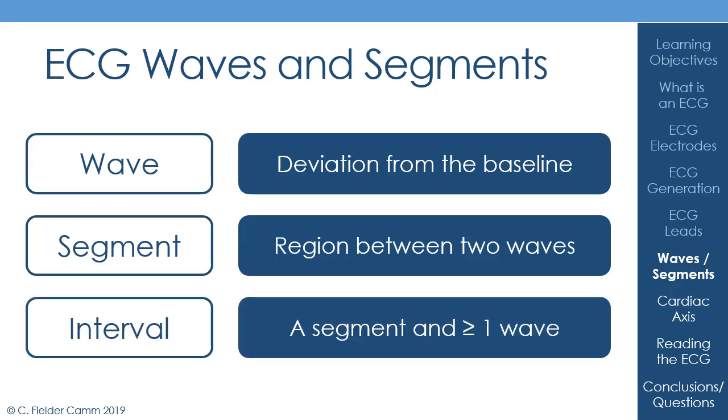And intervals, which we've also discussed on the previous slide, are a segment and then at least one wave. Particularly, we tend to talk about the PR interval, which is the P wave and the PR segment together. And we also talk about the QT interval, which is the QRS complex, the ST segment, and the T wave, all combined together to create that QT interval.